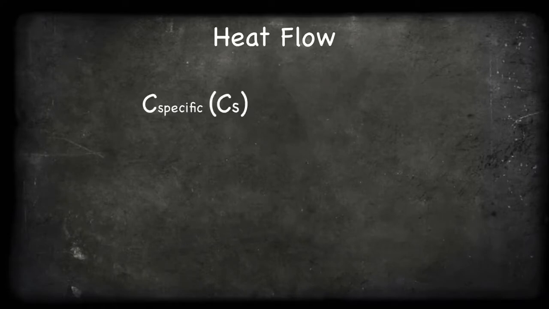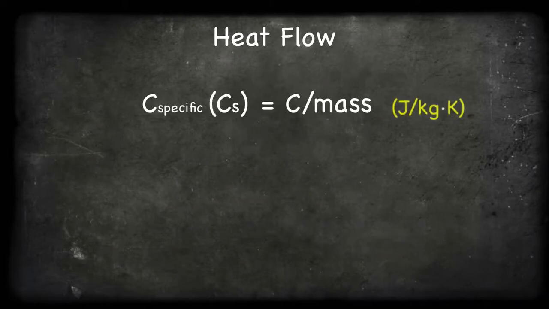Other terms related to heat capacity that you should be aware of include specific heat capacity. For this term, it doesn't make a difference how much of a substance you have, therefore it's an intensive property. Its formula definition is the heat capacity divided by the mass of the substance. The units are joules per kilogram Kelvin.